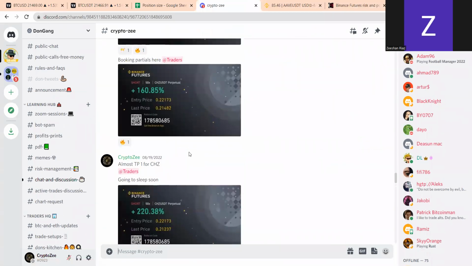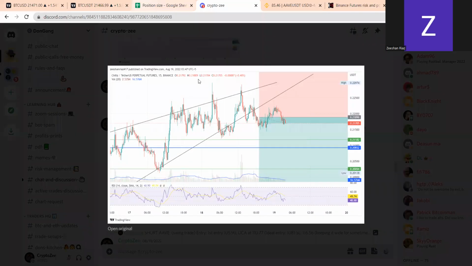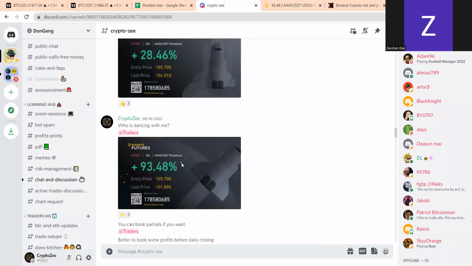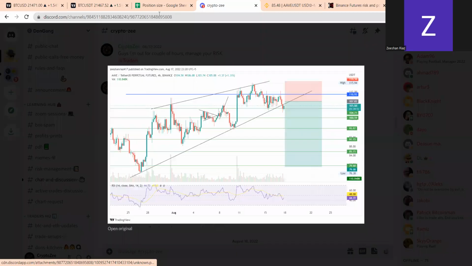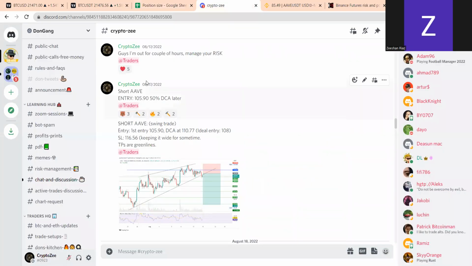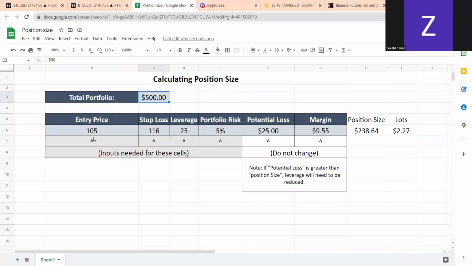Okay, so if someone gives you a trade, how will you look to enter that trade? How can you calculate your position size? Let's say you have $500. I'm going to make it even easier. Whatever your trading portfolio size, you will enter that here. And you can see I have mentioned that the entry is 105.90. I'm just going to take the entry as 106 here. You can use the decimal point, it doesn't matter.